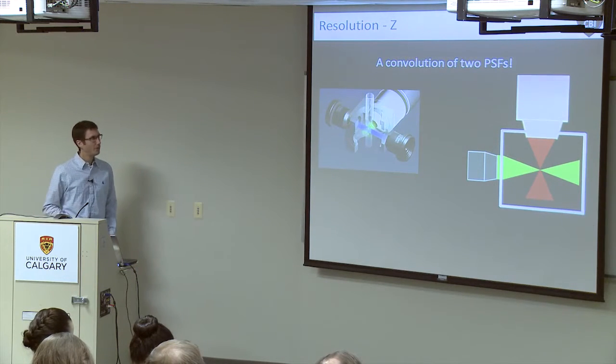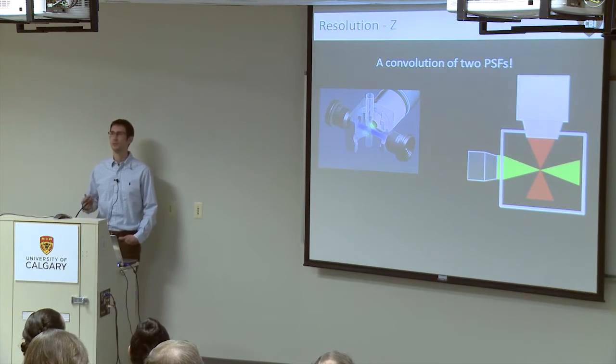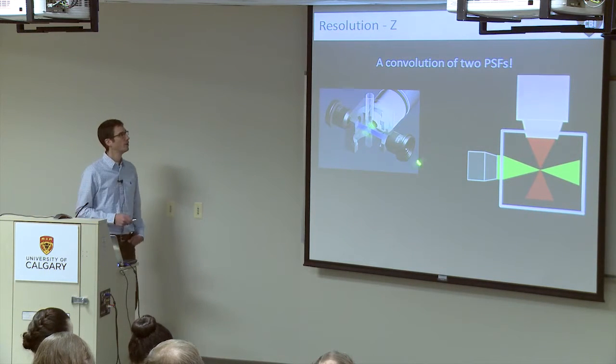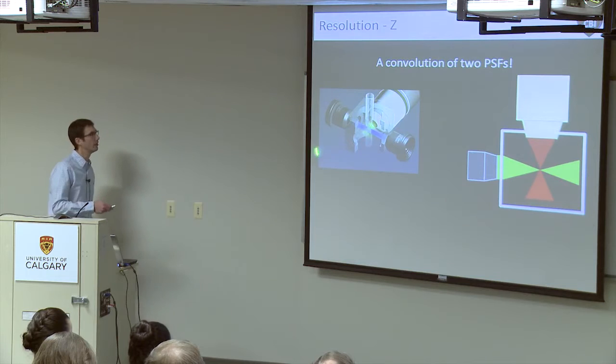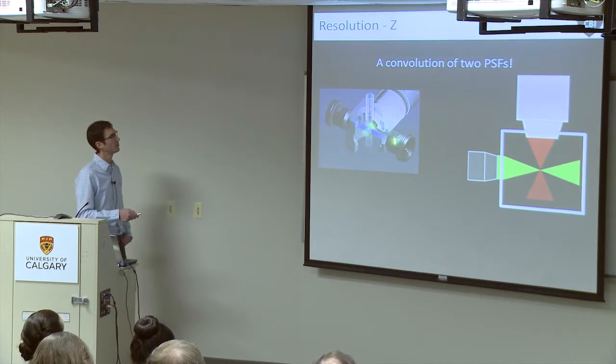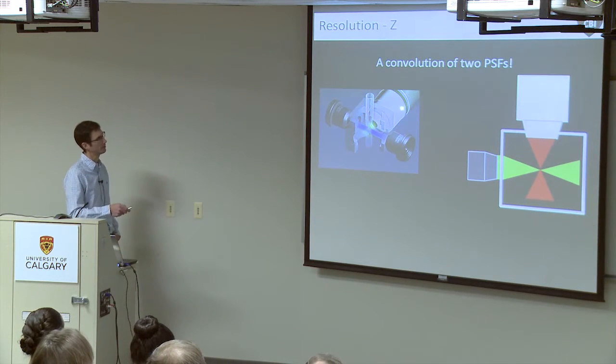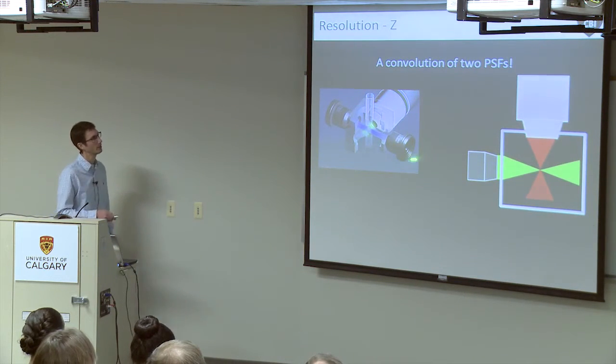So the difference with a light sheet is we're actually dealing with two point spread functions. So this is what the inside of the Zeiss light sheet microscope looks like. So you have two objectives on the side here that are projecting in your light sheet, and then you've got an objective at the back that's collecting your fluorescence. And we'll come back to this again in a bit.